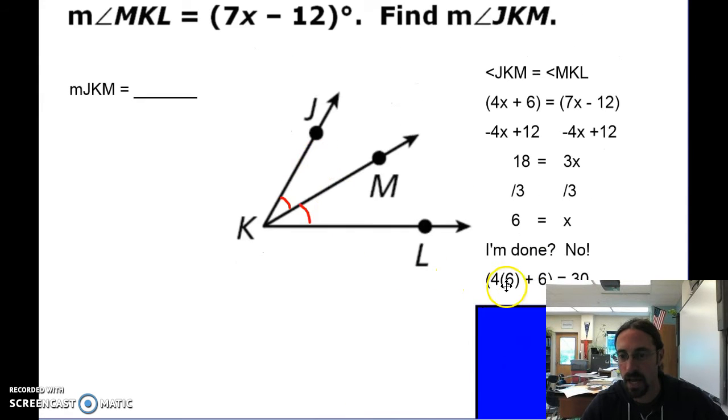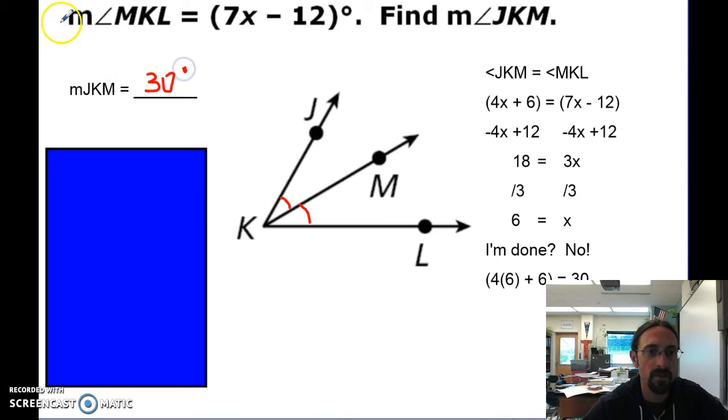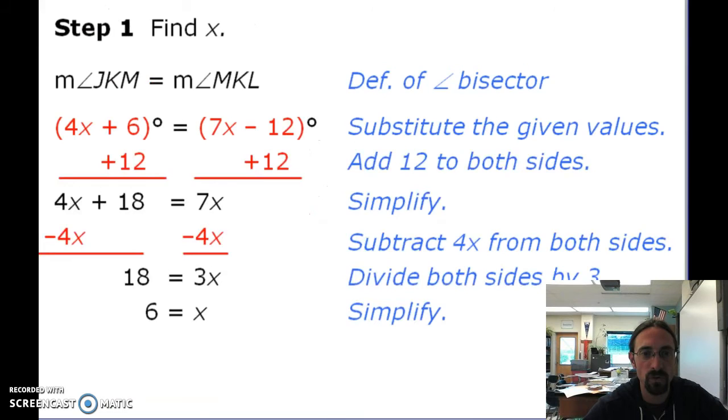Let me just move this out of the way. I have to substitute this 6 into this original expression. So 4 times 6 is 24, plus 6 is 30. I also double checked it. I could plug 6 into this expression. 6 times 7 is 42, minus 12 is 30. So, hey, let's just write in here, I know this angle is 30 degrees. I'm already at 13 minutes, so let's just move right along.